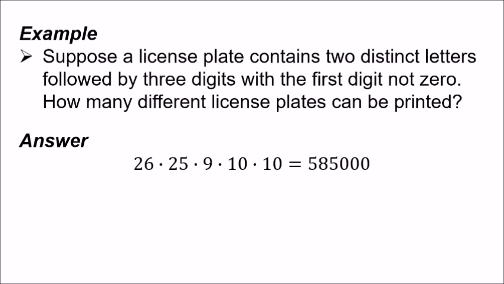At lahat ng yon ay 9 lahat sila. And then, second digit is 10. 10 different ways to choose the second digit dahil pwede na tayong pumili from 0 to 9. And the third digit, ganun din, 0 to 9. Kaya, i-multiply lang natin lahat ng ito, yung 25 times 26 times 9 times 10 times 10, that is equal to 585,000. Yan ang ating sagot.